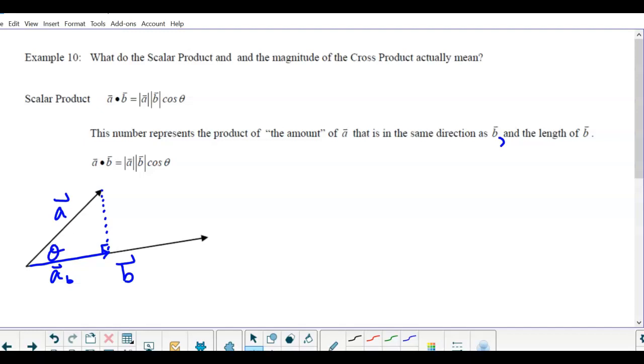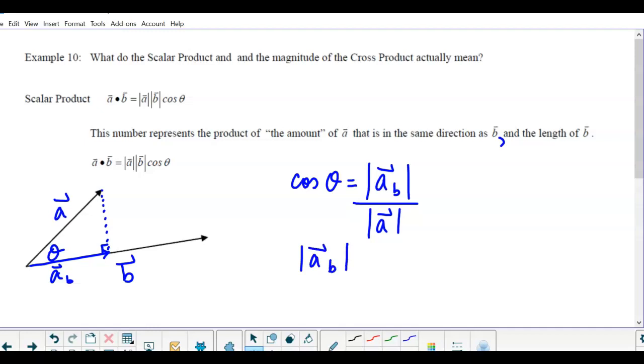So if we think about just going back to trig in a right angle triangle, cosine theta is going to be the adjacent side, which is the magnitude of A projected on B, divided by the magnitude of A. So we find this because the dot product is the product of the amount of A, so the magnitude of A that's in the direction of B. So we want to solve for the projection of A onto B. Just by rearranging that.